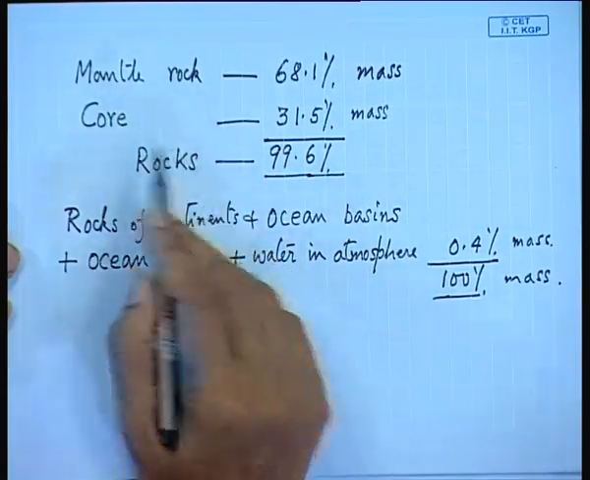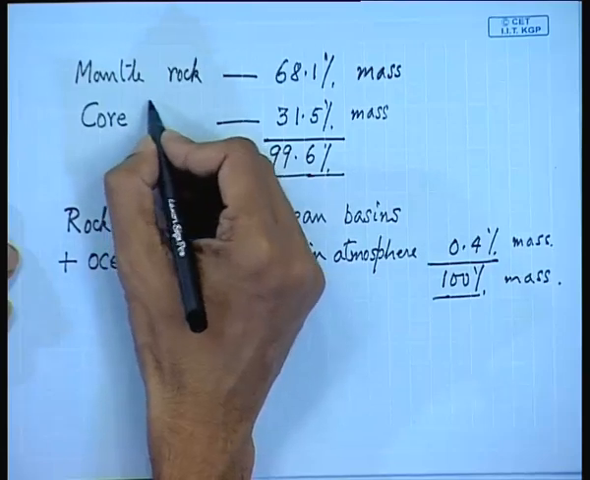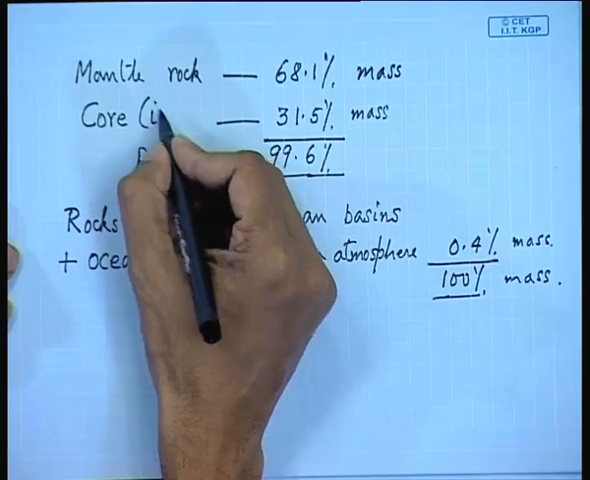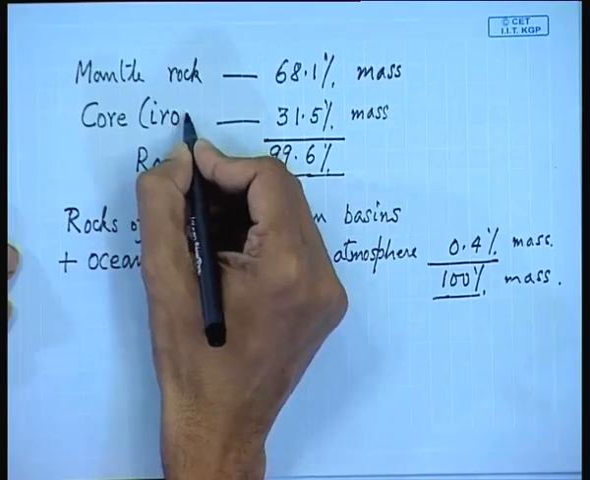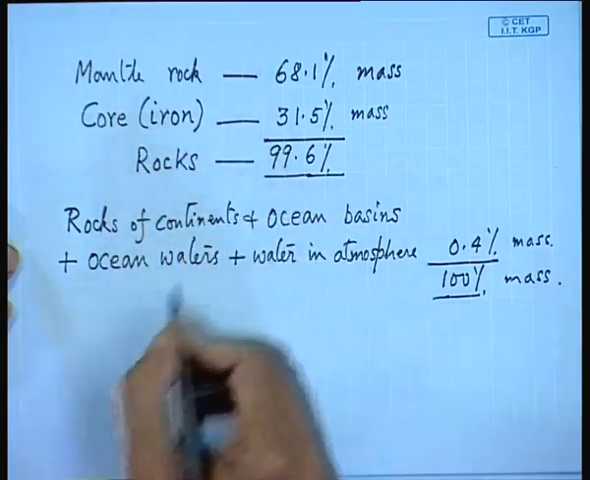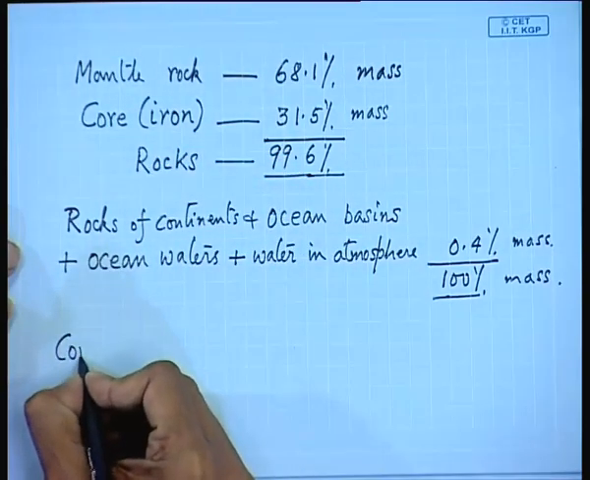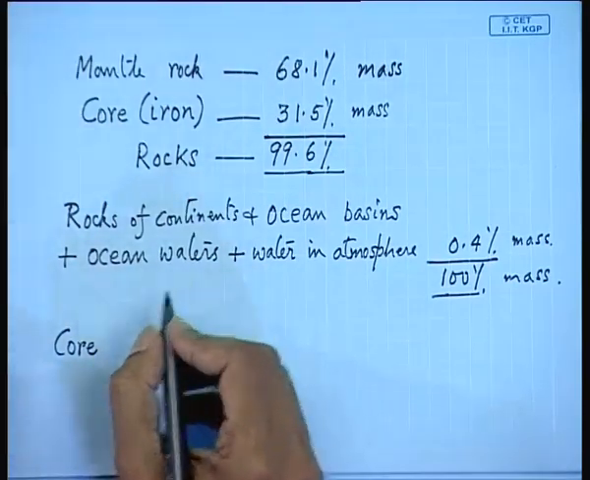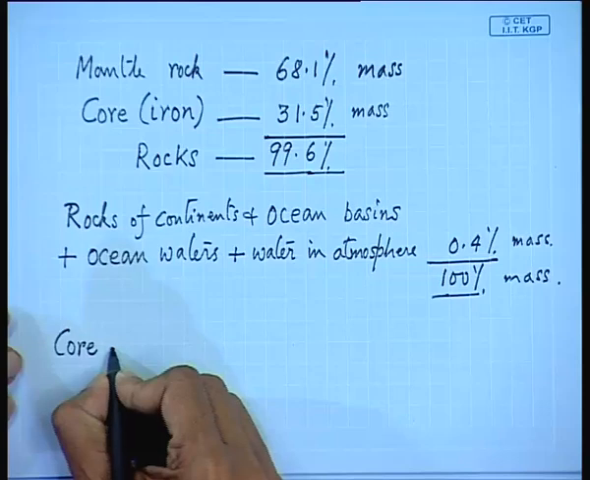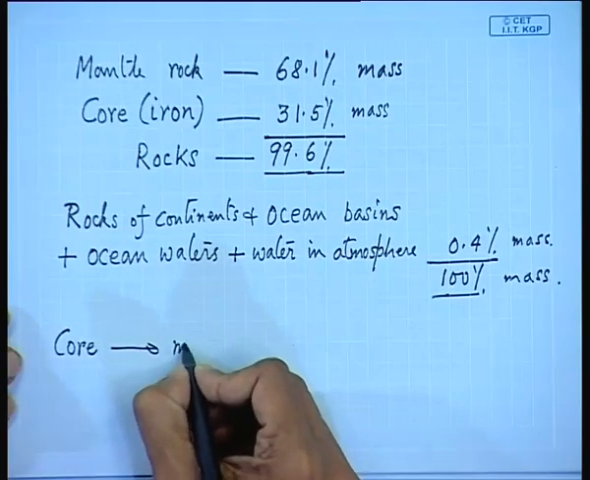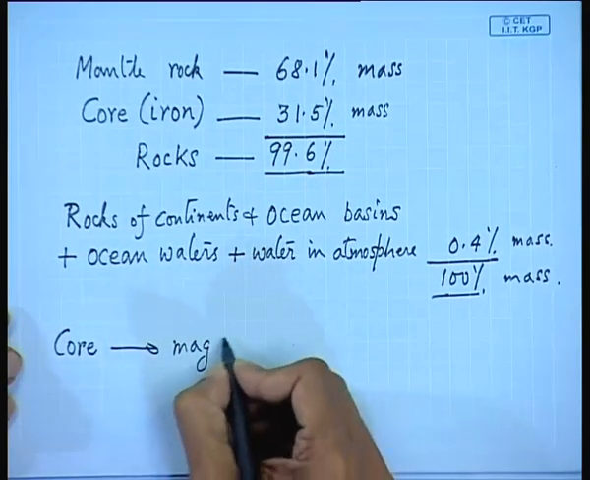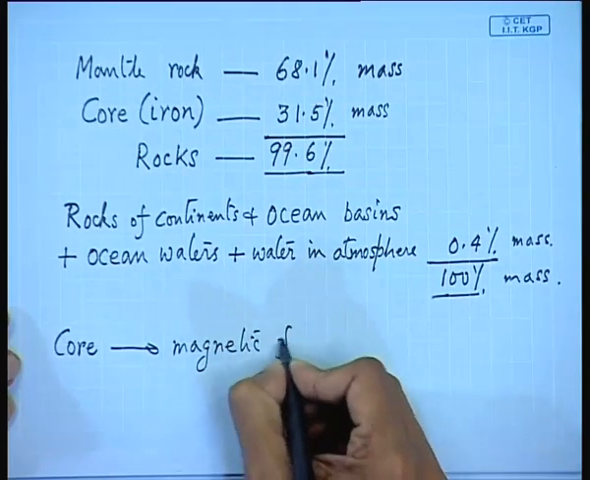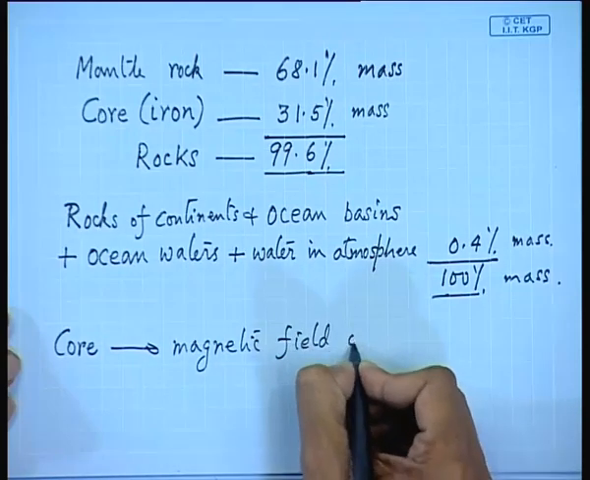Now, the core of the earth is essentially made of iron, which gives us the magnetic properties. So, this I think I have already told you. The magnetic field of the earth is generated by the core.